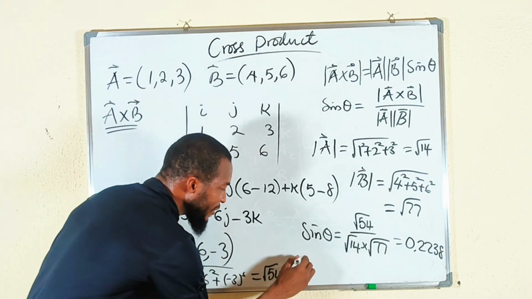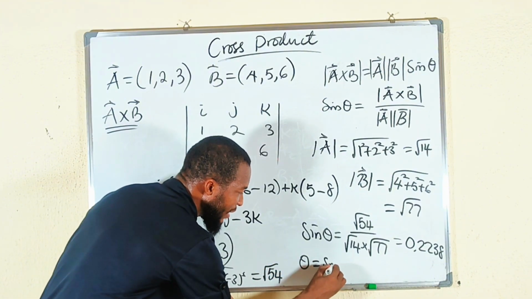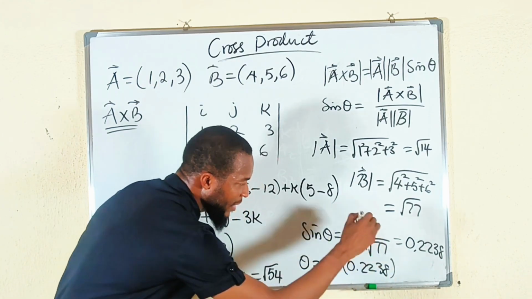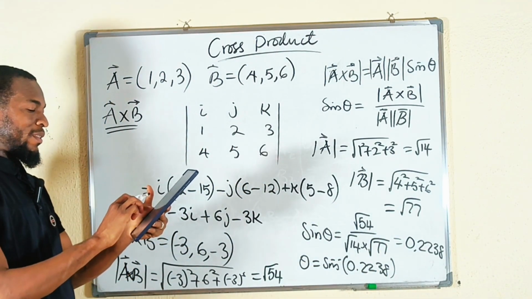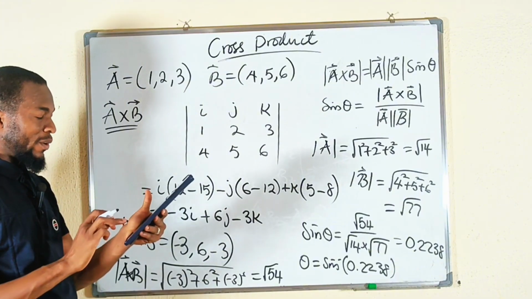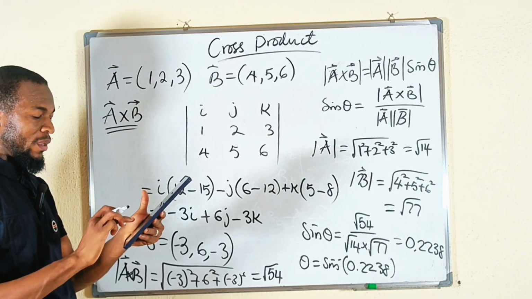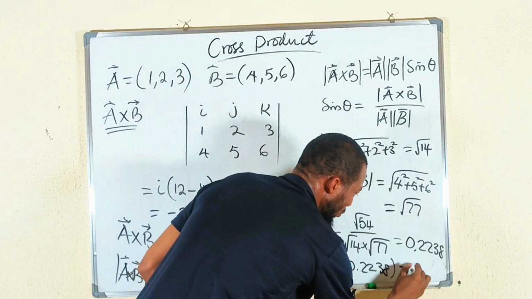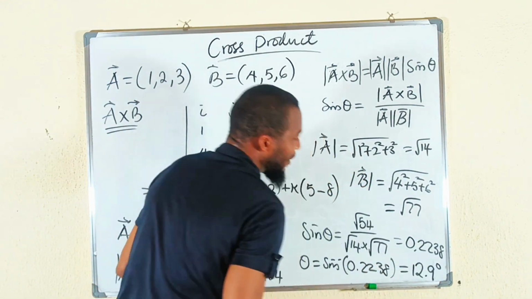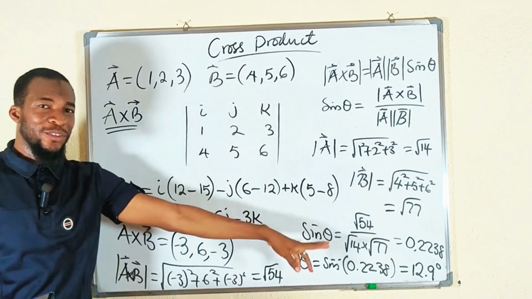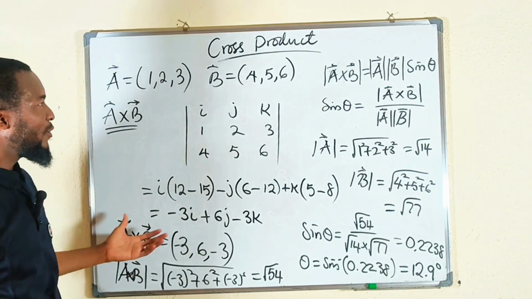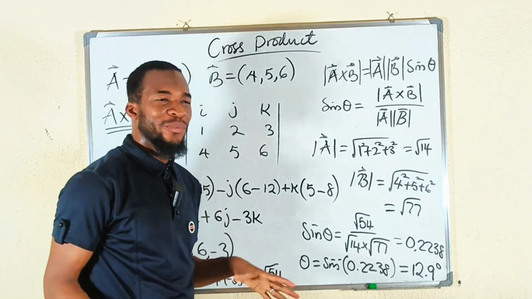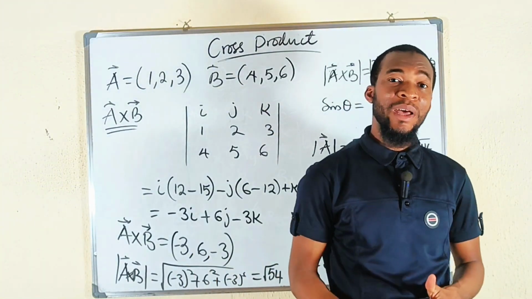Then you take sine inverse of both sides. Theta is equal to sine inverse of 0.2238. All right, so let's see, what will this give us? Sine inverse of 0.2238. We have 12.9 degrees. So the angle between these two vectors is 12.9 degrees. So it means that you can use this formula to determine the angle between them. This is just an introductory class. Subsequently, we're going to deal with so many problems under cross product.